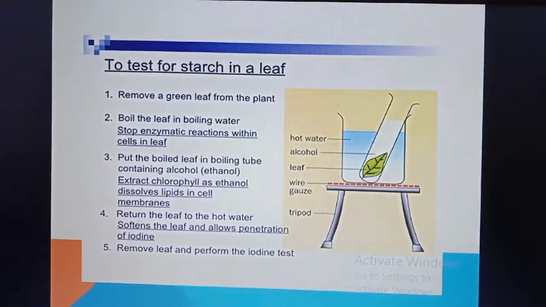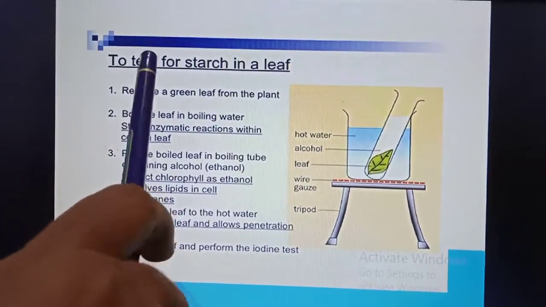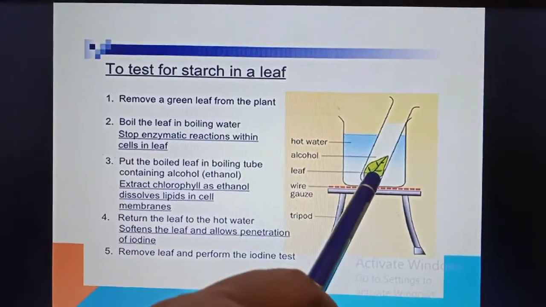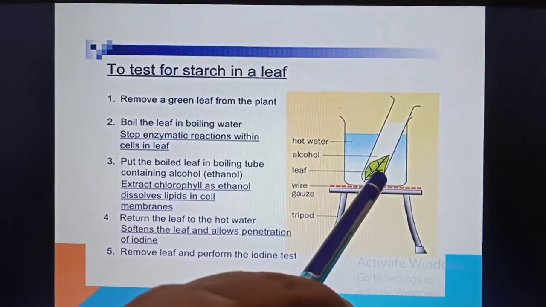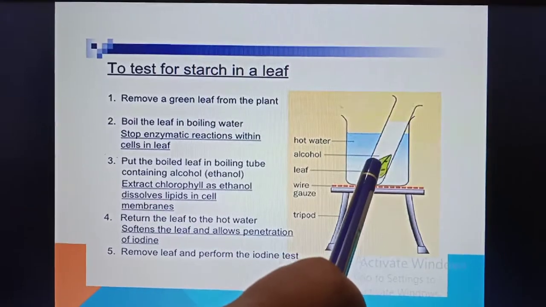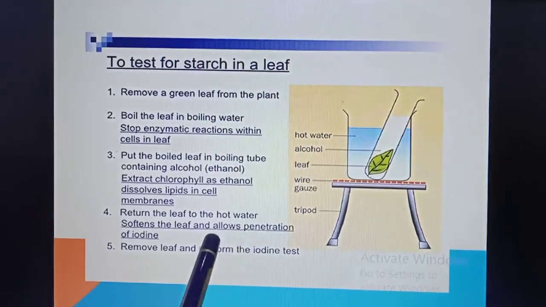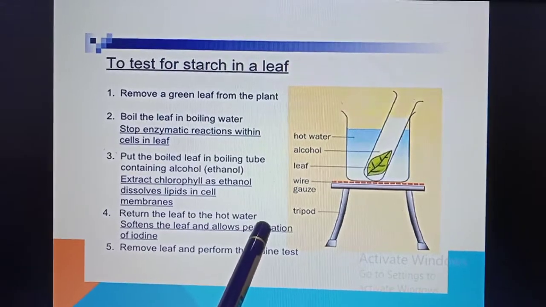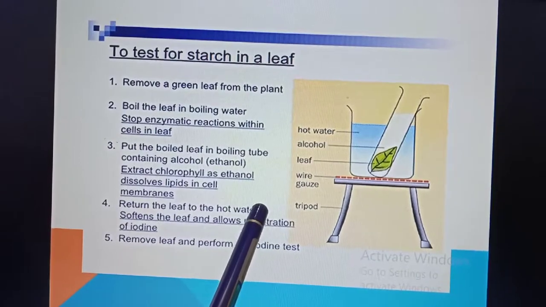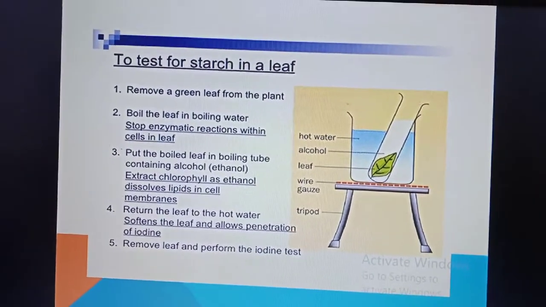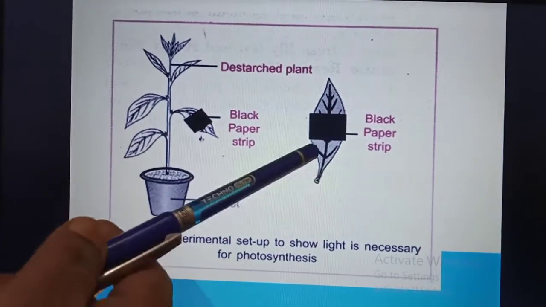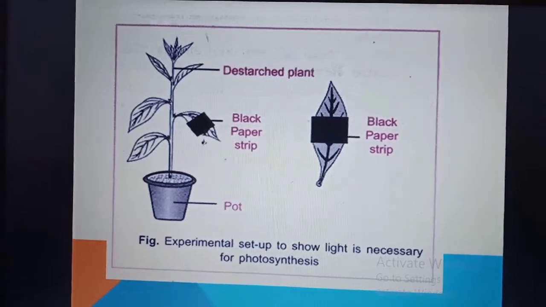After the preparation of the starch, we are going to test a leaf whether the starch is prepared in the leaf or not. For that, remove a leaf from the plant, put it in boiling water for decolorization, and then put it in alcohol, and then do the iodine test. If we add a drop of iodine on the tested leaf, if blue color appears, it represents the presence of starch. This experimental setup shows that light is necessary for photosynthesis.